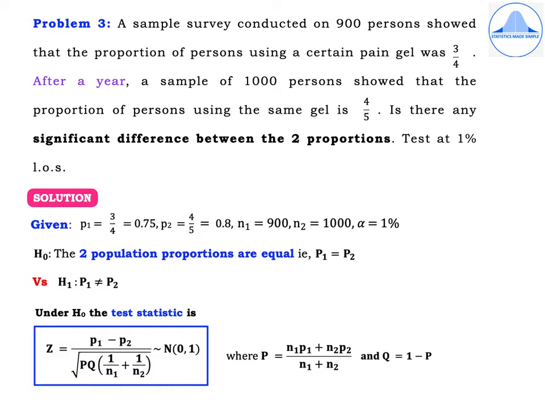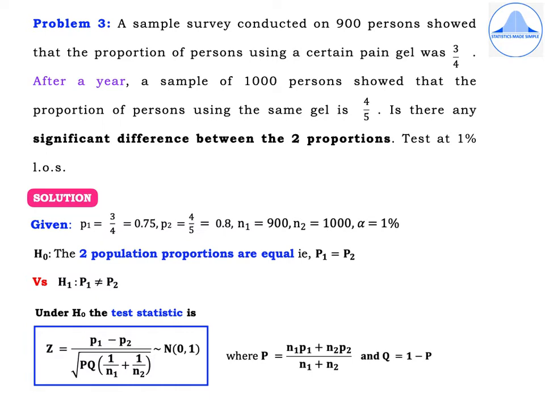Problem 3. A sample survey conducted on 900 persons showed that the proportion of persons using a certain paint gel was 3 by 4. After a year, a sample of 1000 persons showed that the proportion of persons using the same gel is 4 by 5. Is there a significant difference between the two proportions? Test at 1% level of significance.